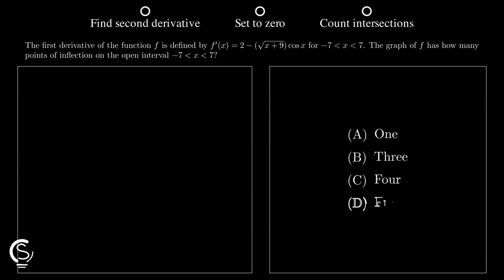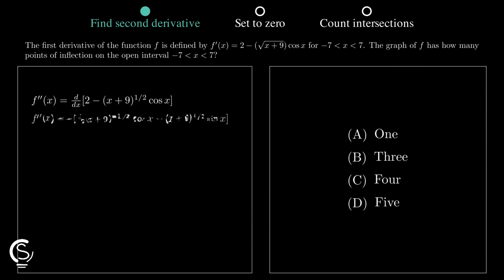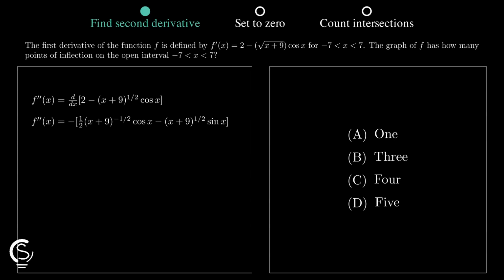First, differentiate the given derivative. Use the product rule on the square root and cosine terms to find the second derivative, which determines the concavity of the original function here.